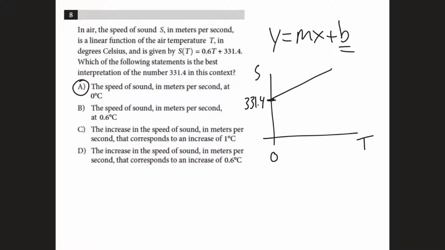Let's go ahead and read the rest. The speed of sound in meters per second at 0.6 degrees Celsius. Nope, 0.6 is the rate of change for this function. C, the increase in the speed of sound in meters per second that corresponds to an increase of 1 degree Celsius. No, that's also going to be rate of change. Rate of change is 0.6. The increase in the speed of sound in meters per second that corresponds with an increase of 0.6. That has no correlation. Okay, next.